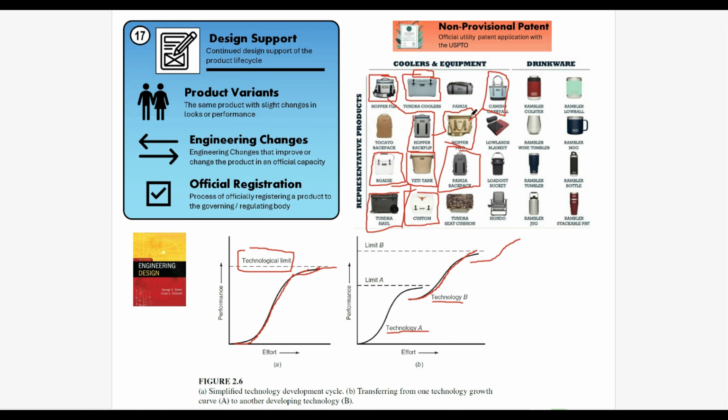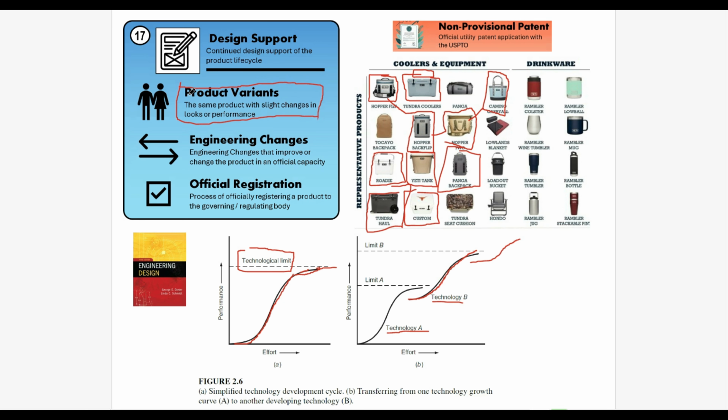So goes back to card number 17, which is design support, continued design support for the product lifecycle. So you want to create different product variants, different families of products. Maybe you have a boy version, a girl version, a back to school version, a New Year's version. So all of those things need to be supported, and a lot of times these are supported by engineering or through design.